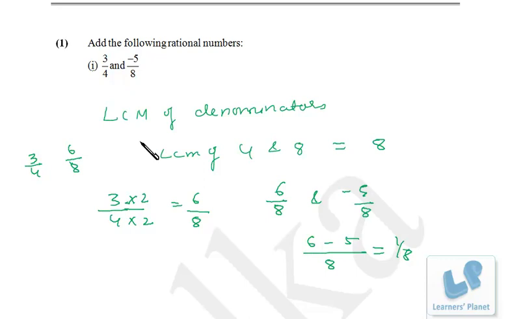So what is the first step? Find out the LCM of the denominators, then convert both the fractions into common denominators, right? Then add as we did in the previous case. Okay, I'll take more examples.